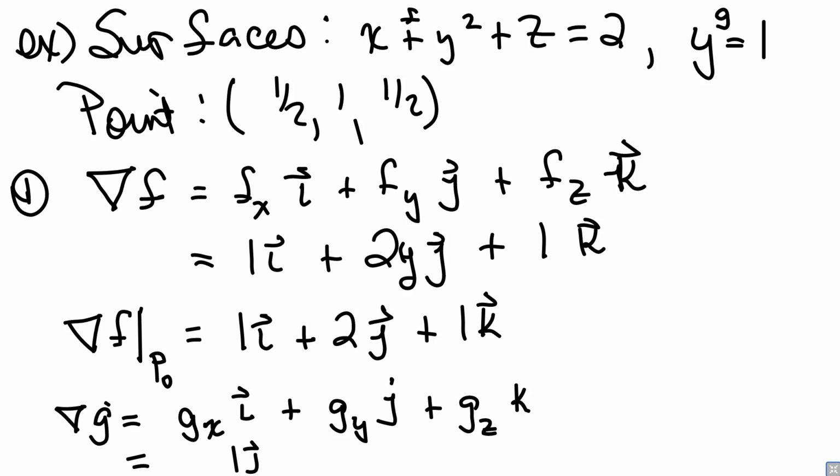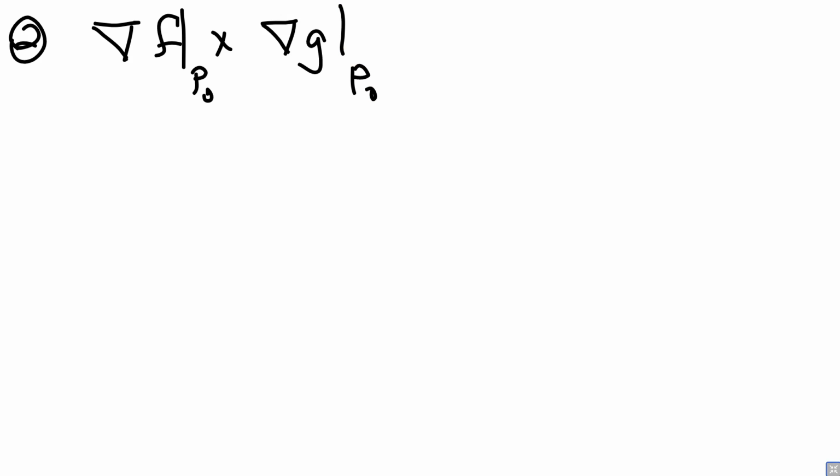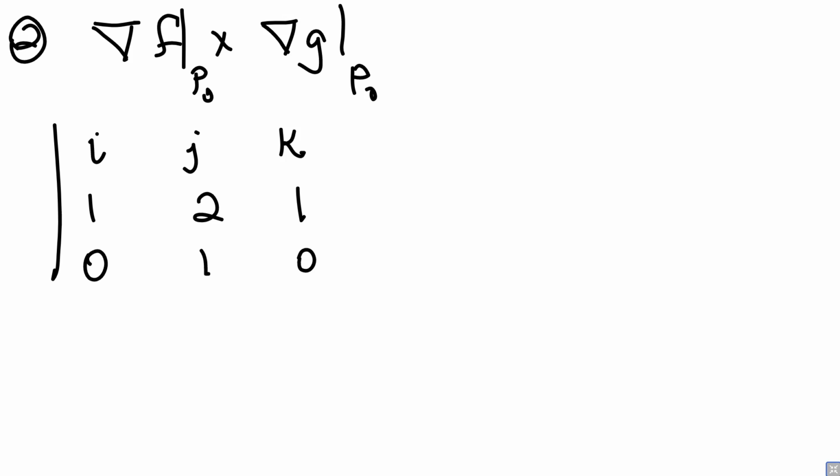Yes, we're going to do the cross product. So that's the next step. We're going to do the cross product of the gradient of f and the gradient of g. Keep in mind that these are evaluated at the point. If we do this cross product, we're going to have our i, j, k components. For f, we had 1, 2, 1. For g, it would be 0, 1, 0.